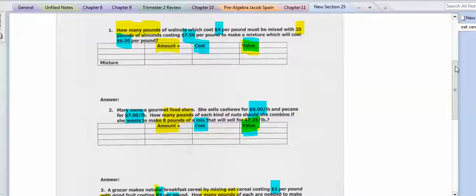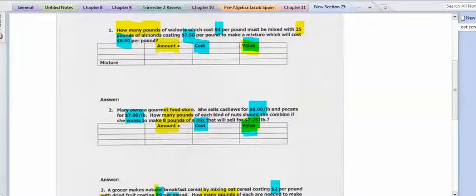Alright, so I went through and I highlighted the important information. I highlighted the amounts and the costs. So instead of using percents for this one, we're using how much things cost, and then how many pounds we're going to use of certain items. So let's go through and start filling out the boxes.